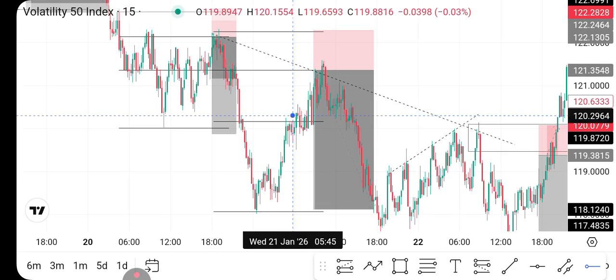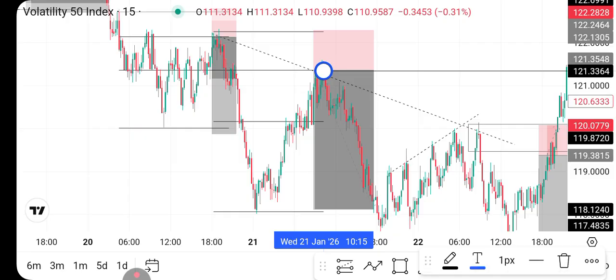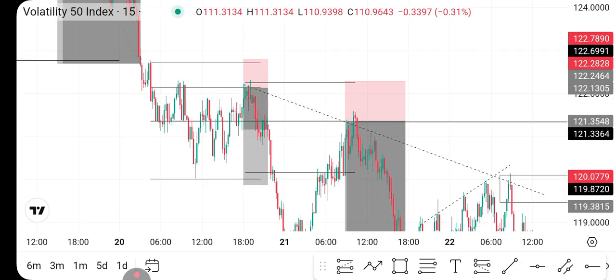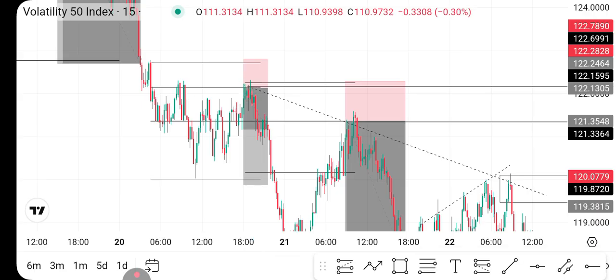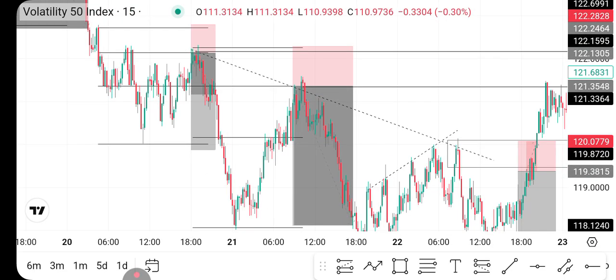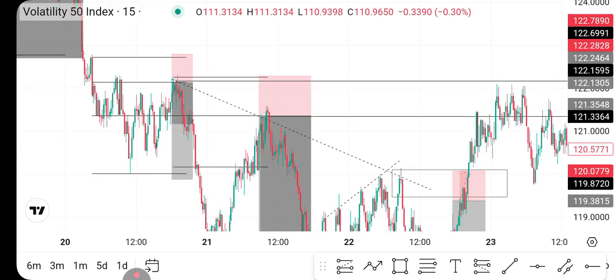So I'm supposed to not take my entry from here. I cannot also take my entry from here. And maybe I can take my entry from here upon confirmation. But price should take out all this liquidity point first. So let's see what price does. Let's see if it did that.